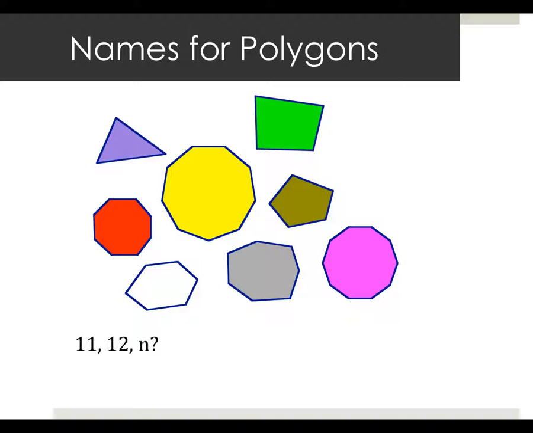Okay, you're responsible for knowing the names of the polygons 1 through 12. So we're going to start with the thing in the upper left-hand corner, which is that light purple color. What is that called, Simon? Triangle. It is a triangle, very good. In the upper right corner in the bright green, what is that called?